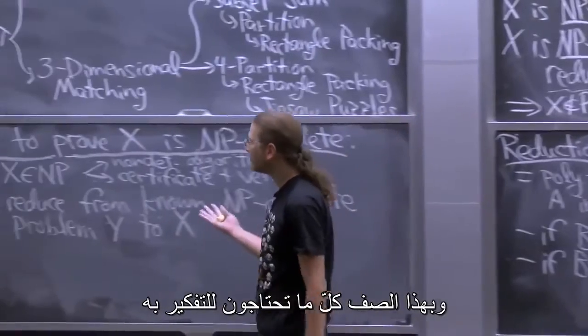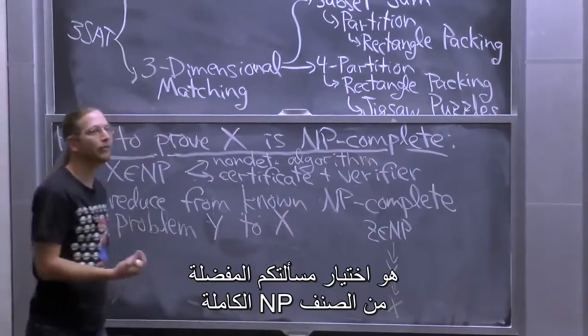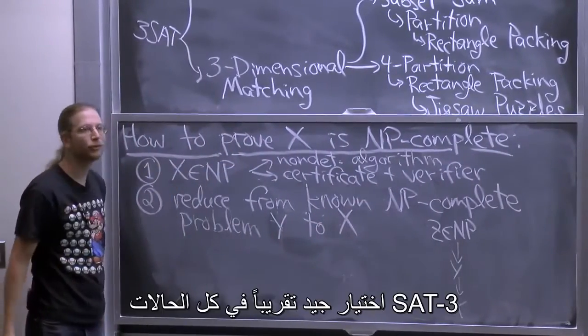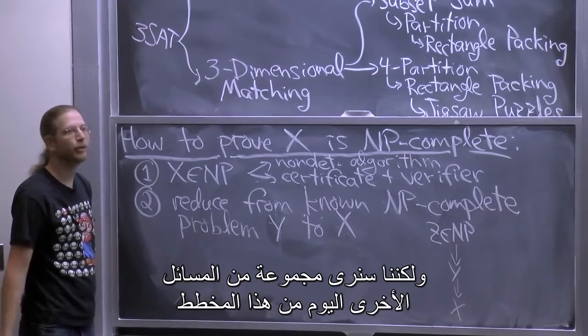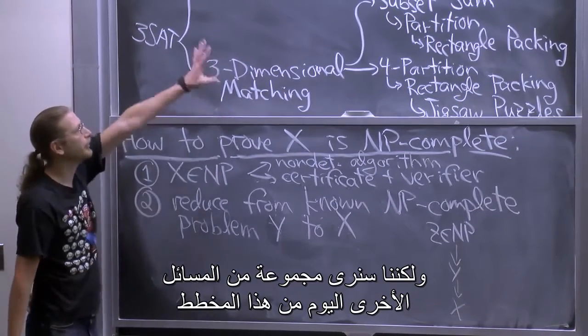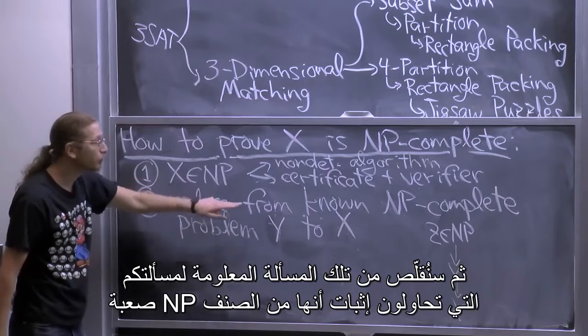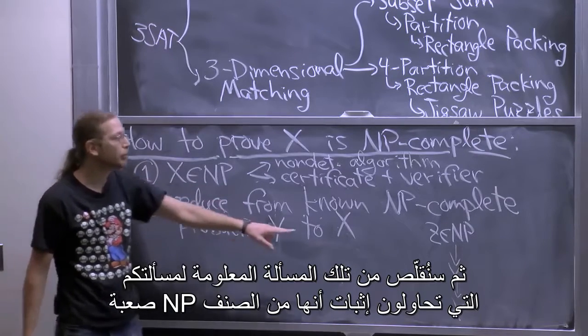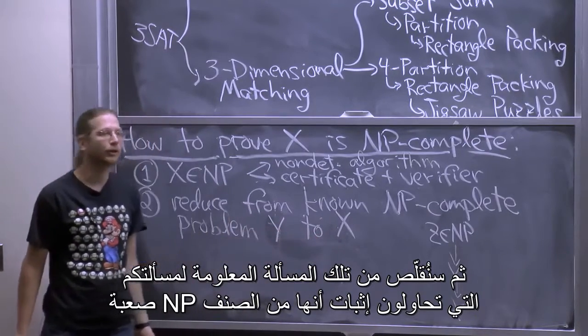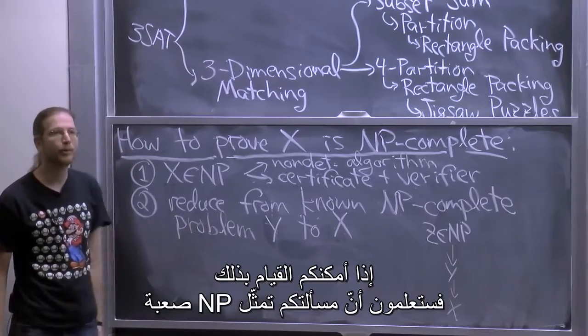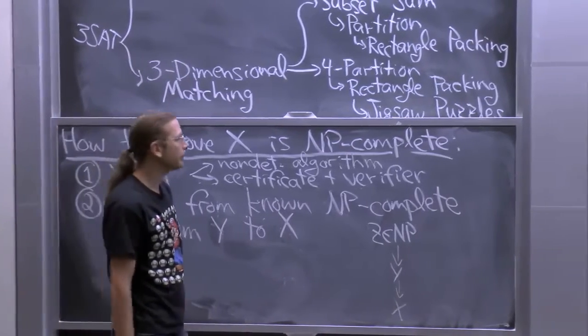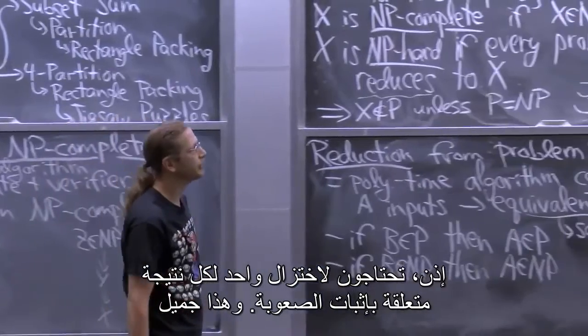And in this class, all you need to think about is picking your favorite NP-complete problem. 3-SAT's a good choice for almost anything, but we'll see a bunch of other problems today. And then reduce from that known problem to your problem that you're trying to prove is NP-hard. If you can do that, you know your problem is NP-hard. OK, so we only need one reduction for each hardness result, which is nice.